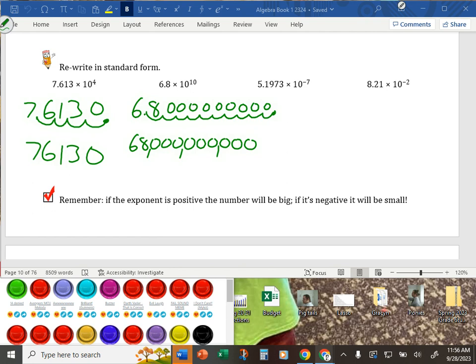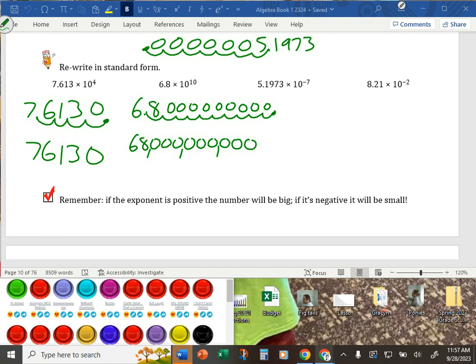5.1973 times 10 to the 7th. Which direction are we moving the decimal? Left. How many times? 7. Right? So 5.1973. 1, 2, 3, 4, 5, 6, 7. 0, 0, 0, 0, 0, 0.